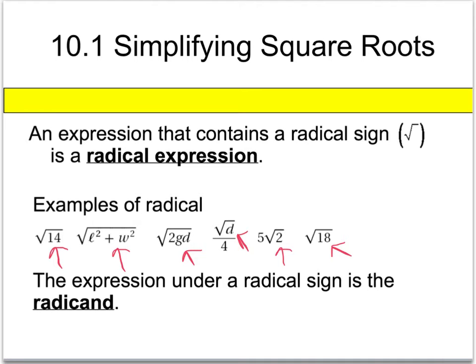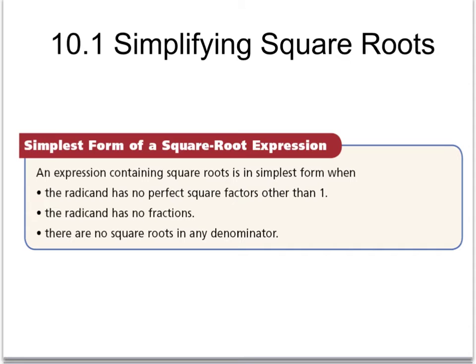Alright? You don't have to write this down. I just want you to be thinking about this, having this in your head as you're going through these square roots and these radical expressions and the radicands.